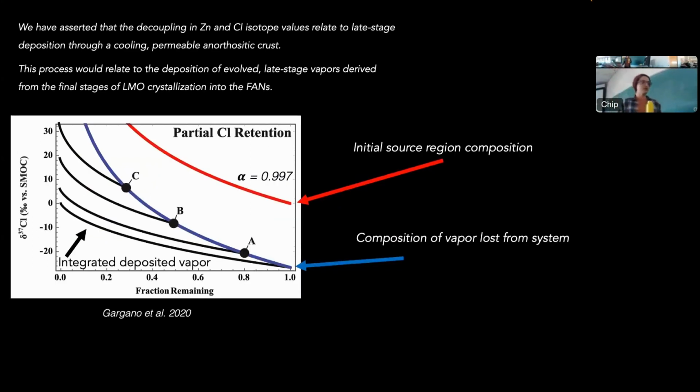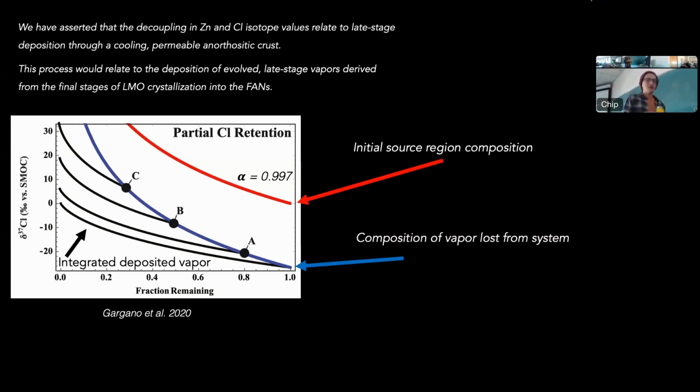And a few years ago, we asserted that this decoupling of values was related to how these FANs were emplaced, where the flotation of a mushy cumulate pile of plagioclase during the final stages of magma ocean crystallization would be experiencing degassing, and that gas would be traveling through a permeable, mushy and acidic crust. And ultimately, our assertion here is that this process would relate to the deposition of highly evolved late-stage vapors from the final parts of lunar magma ocean crystallization.